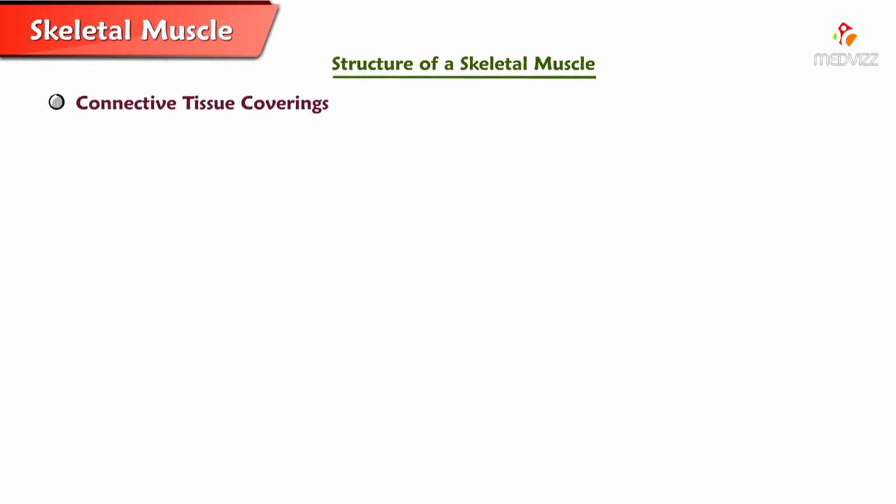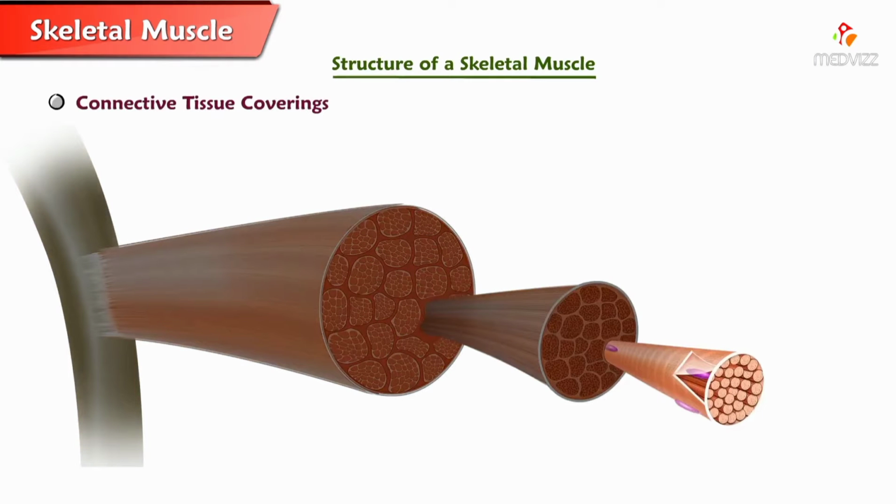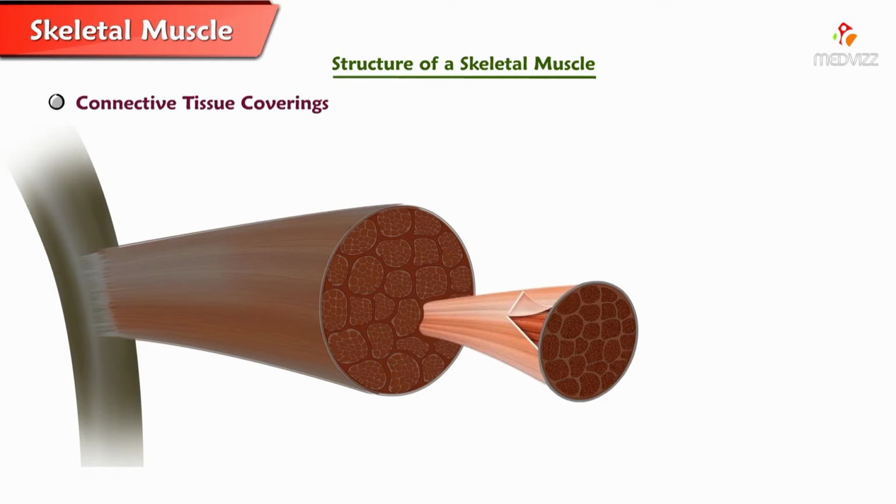Connective tissue coverings. Each muscle fiber of the skeletal muscle is wrapped in a thin, delicate layer of connective tissue called endomysium. Many muscle fibers are bundled together in a group called a fascicle. Each fascicle is wrapped in a second layer of connective tissue made of collagen called perimysium.